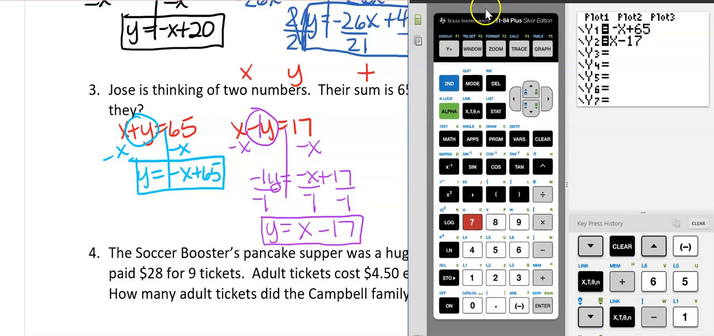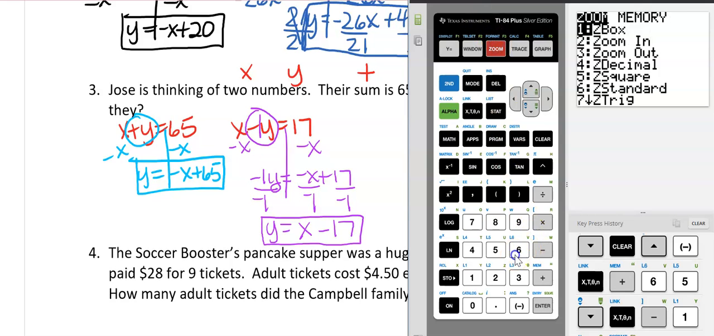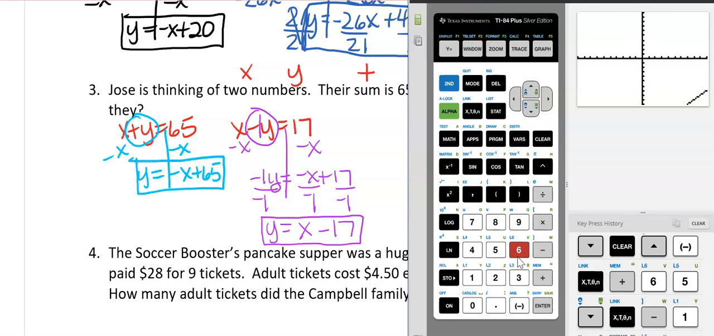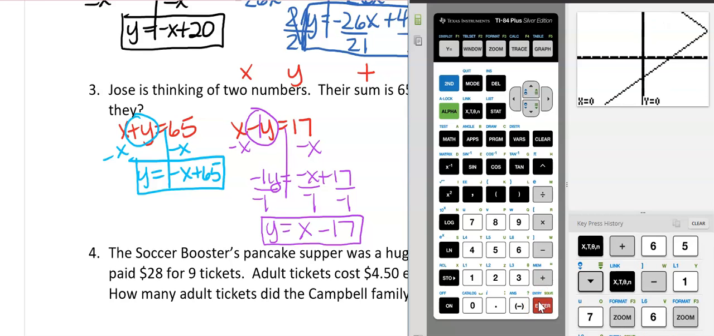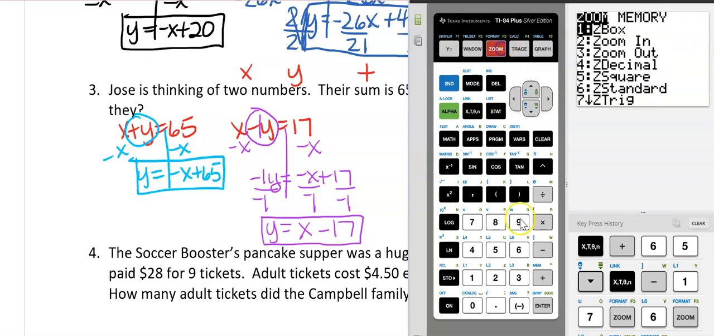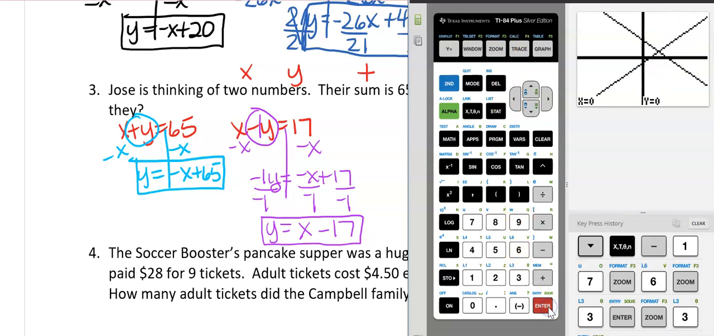All right, so now we're going to go to zoom 6 for our standard window, and I don't see where they cross. So I'm going to have to zoom out, which is number 3, and you have to hit enter after you zoom out. Ooh, I still don't know if I see the intersection point. I think that might be it, but I'm not positive. So I'm going to zoom out again because remember, I'm not actually reading it off of here. I just need to be able to see it so the calculator can trace it.